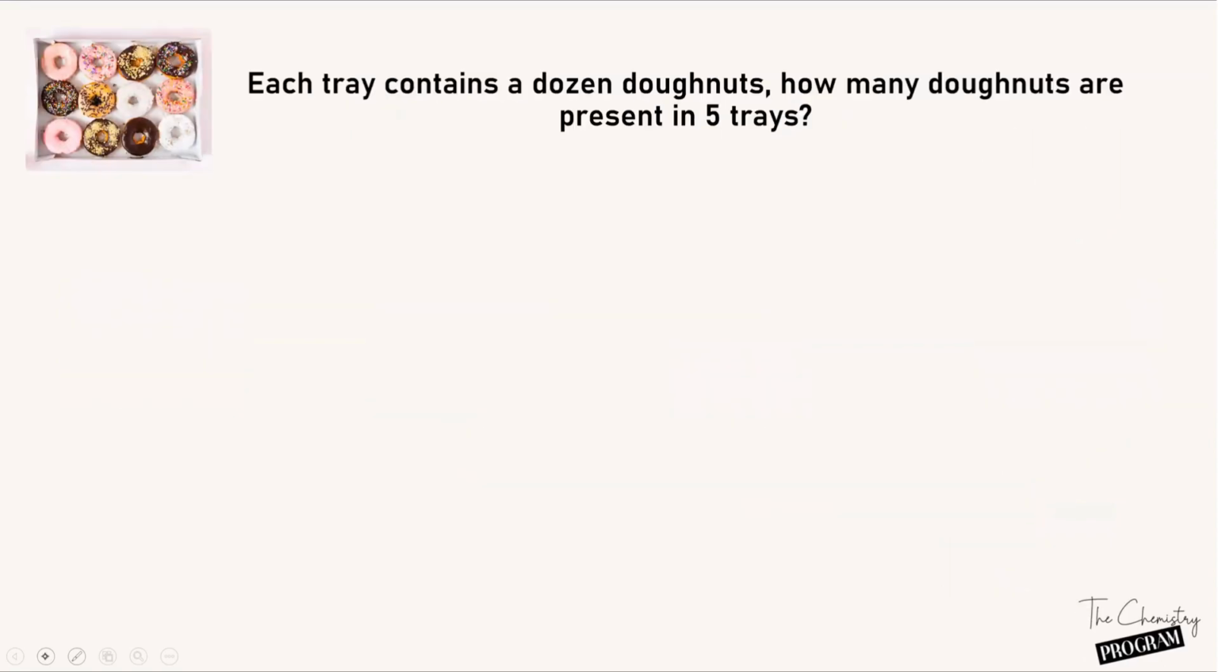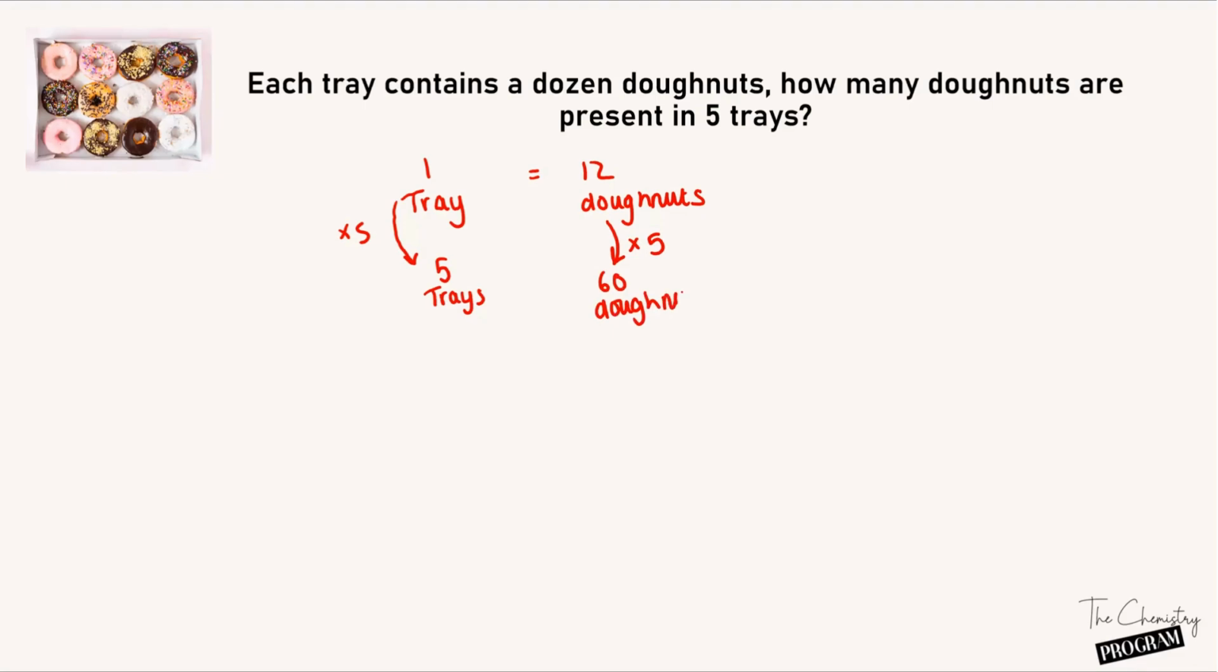Let's work through some questions related to amounts of substance. So in this one, each tray contains a dozen donuts. How many donuts are present in 5 trays? From this question, we can immediately tell that 1 tray equals 12 donuts. If we have 5 trays, we have 5 times the amount of trays. That's the equivalent of 5 times the amount of donuts. Therefore, we've got 60 donuts in 5 trays.